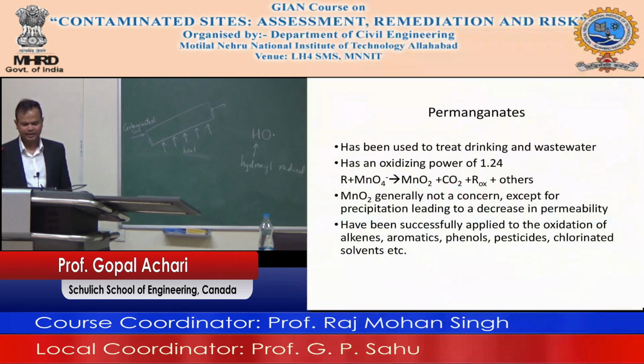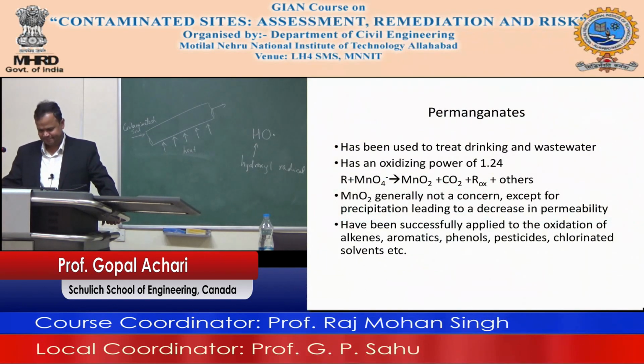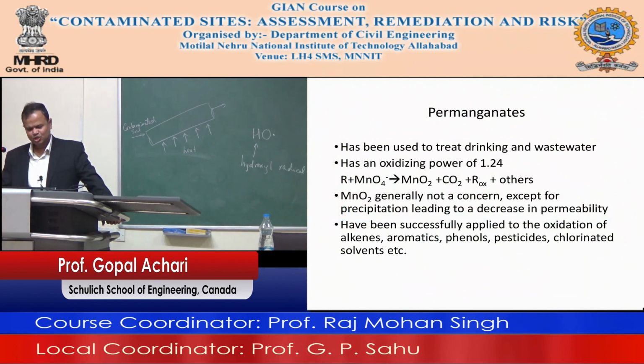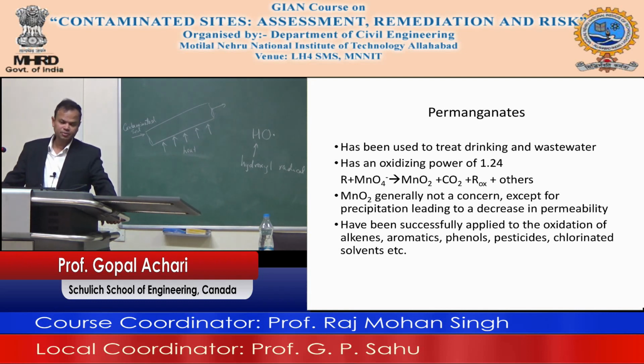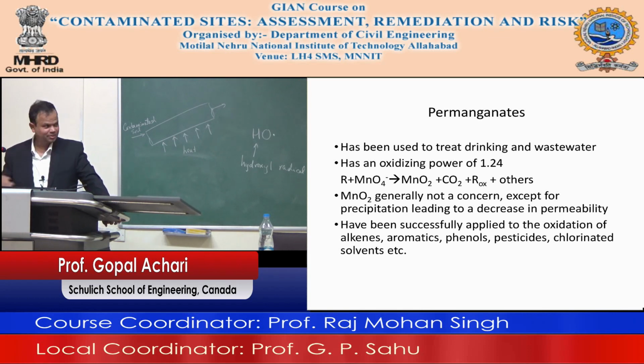Then there are the permanganates. Okay, potassium permanganate. It has an oxidizing power, as you see, a little bit lower, 1.24. It is used to treat drinking water and wastewater as well. So is hydrogen peroxide, by the way. The problem with this one is, so let me not talk about the problem first.